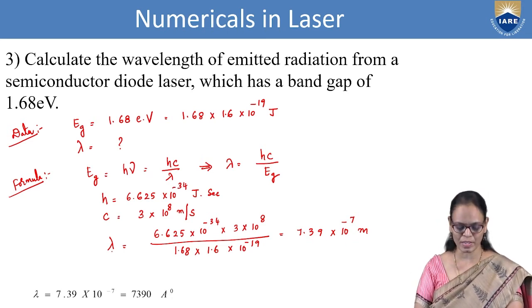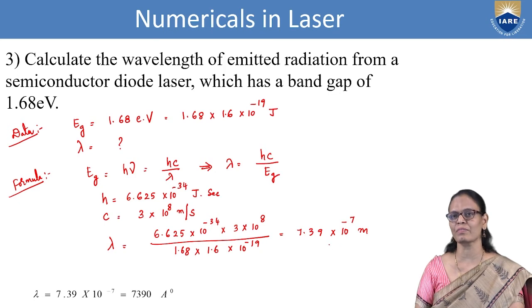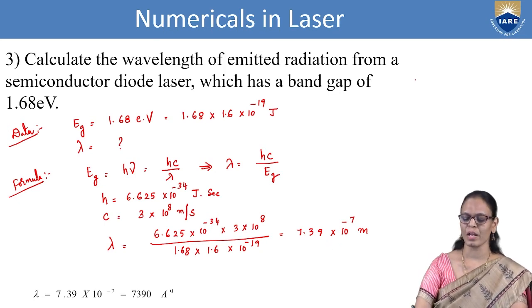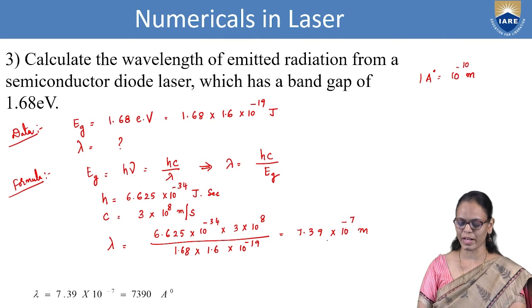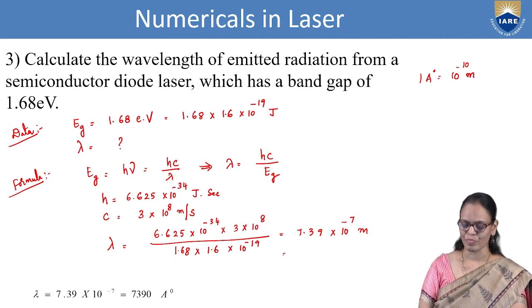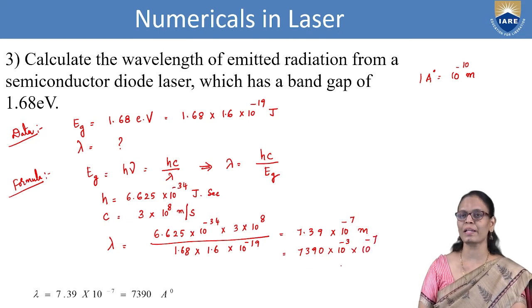If you have to express this wavelength in angstrom, because the wavelength is generally expressed in angstrom, and we know the conversion, 1 angstrom is equal to 10 power minus 10 meters. So how do we write it as 10 power minus 10? I'll be shifting the decimal place, 3 places I can shift the decimal and write 7390 into 10 power minus 3, because I have shifted 3 decimal places and we have 10 power minus 7. I'm just explaining you how to convert it into angstrom.